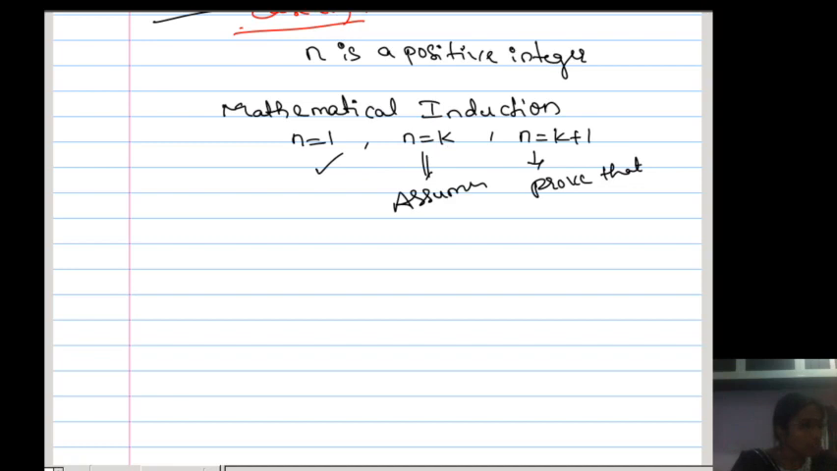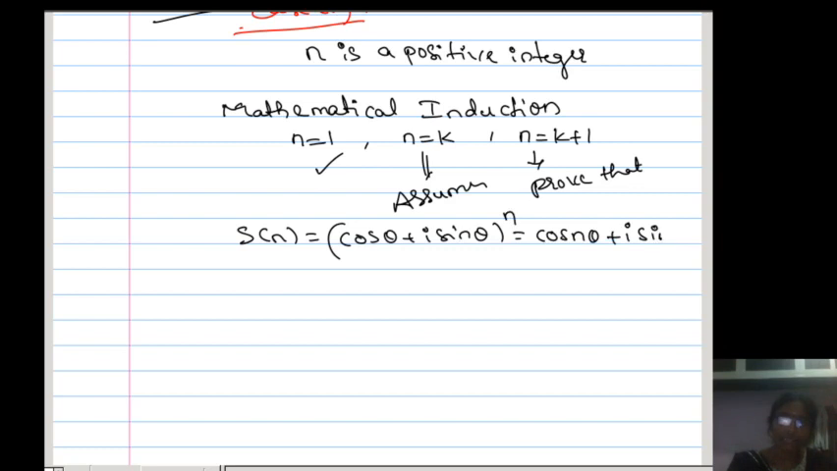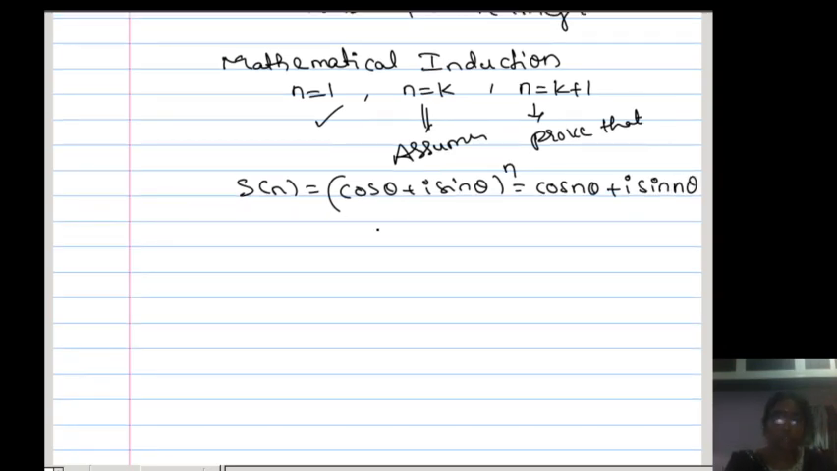So what is our statement? Let us write. Let us suppose S of n is our statement, that is (cos theta plus i sin theta) whole power n is equal to cos n theta plus i sin n theta. This is the required statement to prove. We have to prove that S of n is true for all natural numbers, for all positive integers, by using the principle of mathematical induction. By that concept I can again do 3 cases.